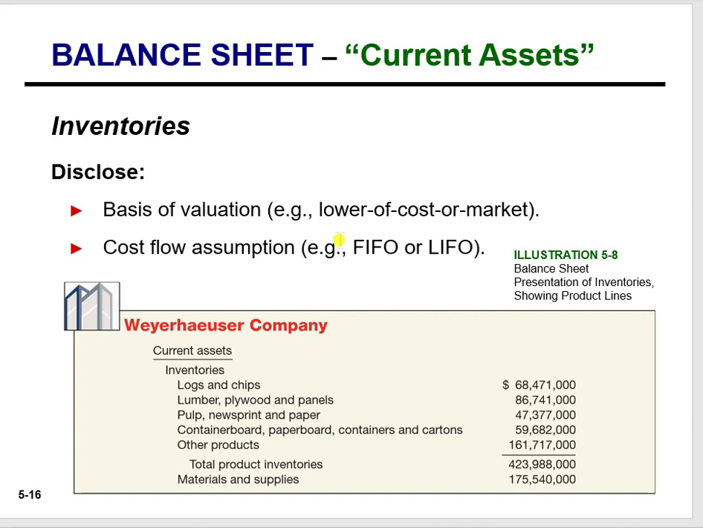Inventories. Disclose the basis of valuation, lower of cost or market, however you're valuing your inventory, and then the cost flow assumption, FIFO or LIFO. Here you have an example. This company has current assets and lists the inventories in that section. You have logs and chips, lumber, pulp, container board, and other products, which total product inventory of $423 million. Then you have some materials and supplies.